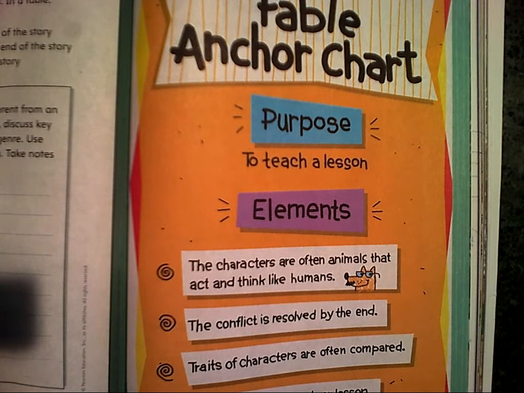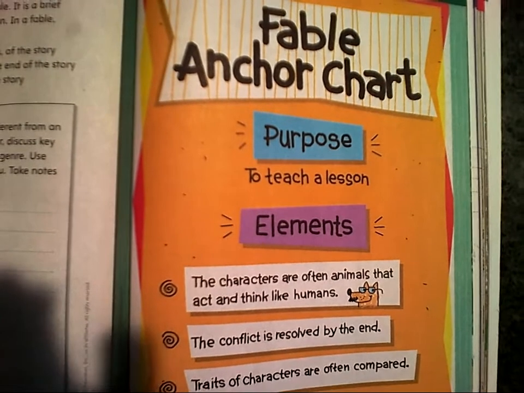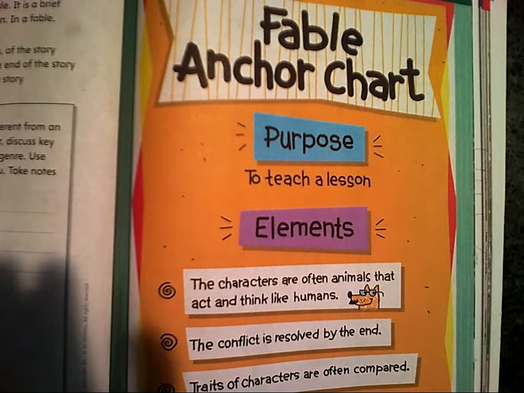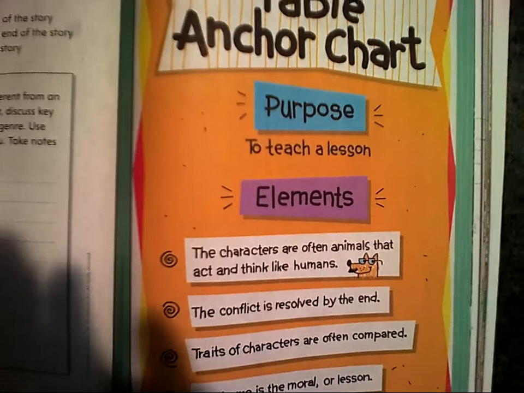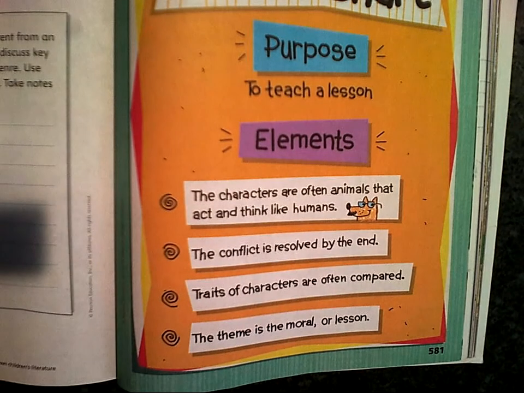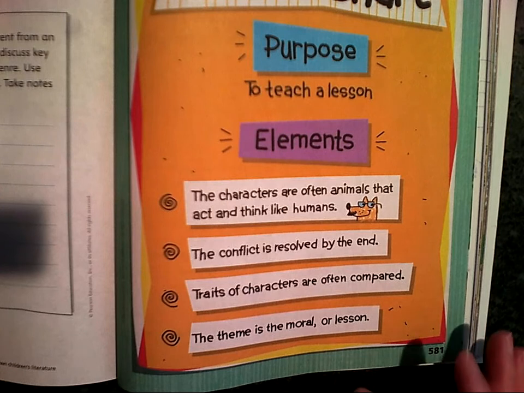This week we're going to be learning about fables. So we're going to be looking at our anchor chart to begin. This is our fable anchor chart. The purpose of a fable is to teach a lesson. The elements of a fable: the characters are often animals that act and think like humans. The conflict is resolved by the end. Traits of characters are often compared, and the theme is the moral or lesson of the story. And we are on page 581 if you want to follow along with me.